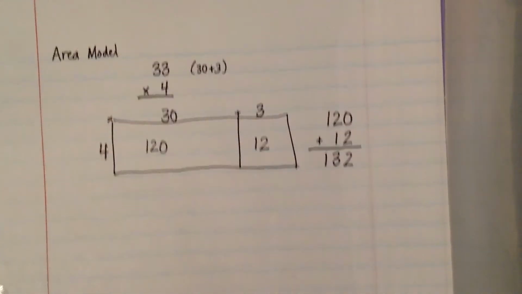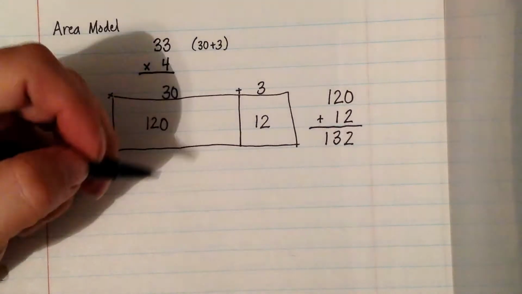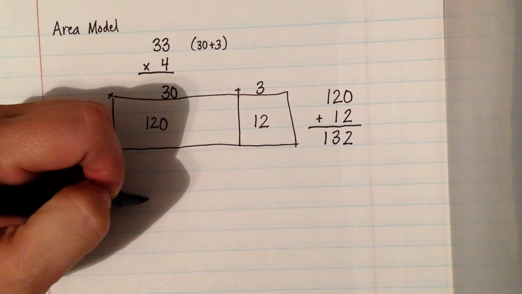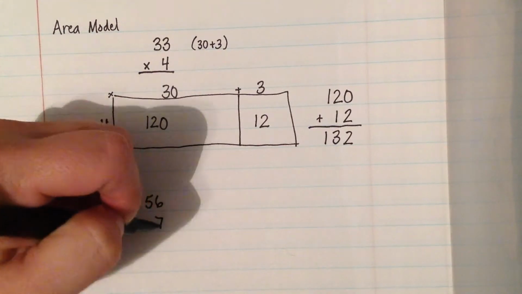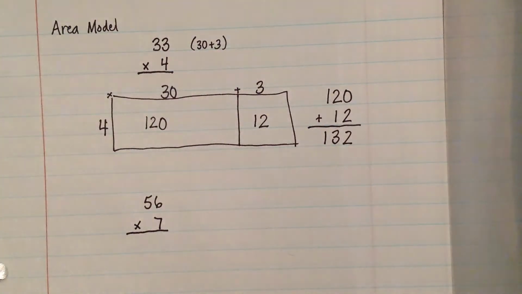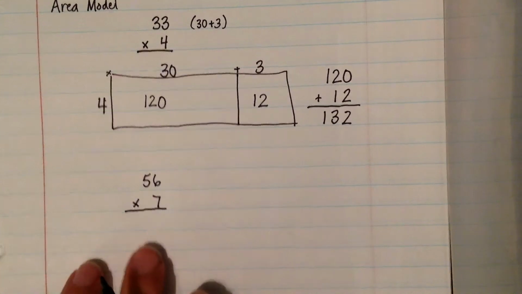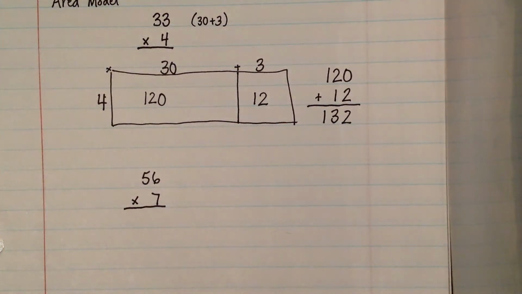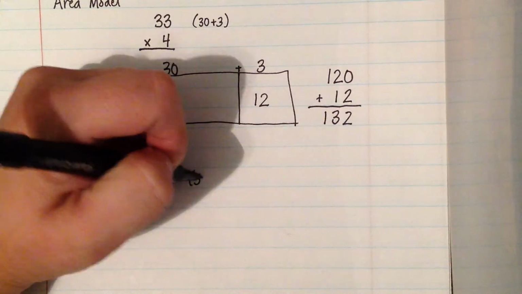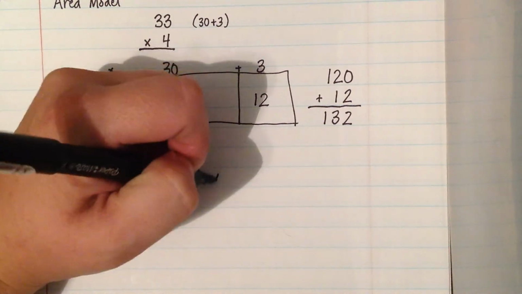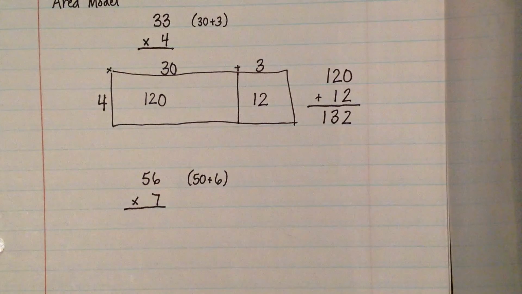Let's try another one. What if I did the number 56 times 7? So again, I'm going to make my 56 in expanded notation, meaning I'm going to pull it apart. So it's 50 plus 6. And that's dealing with place value again.